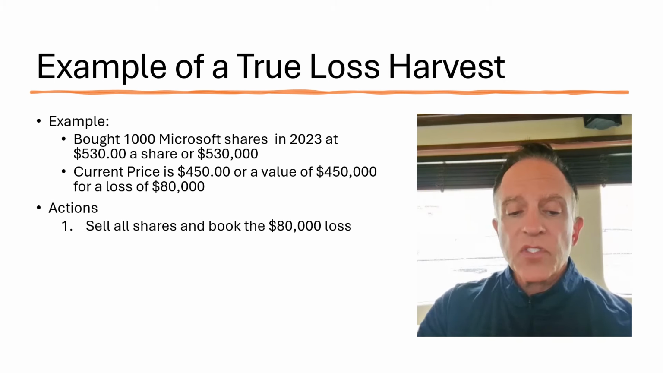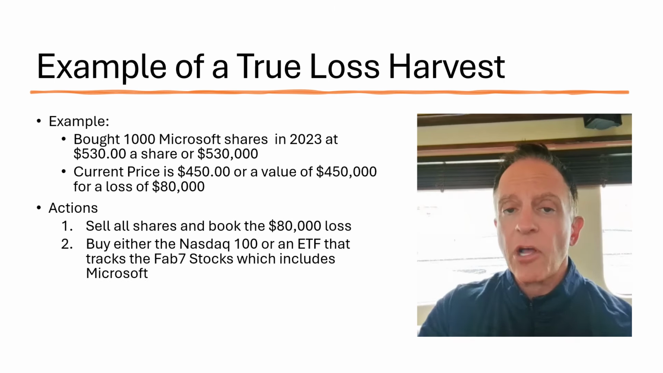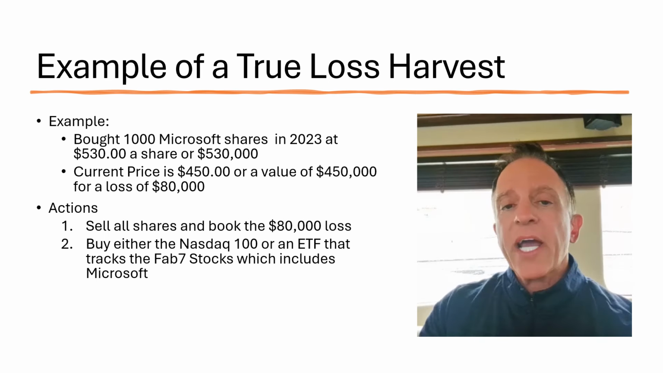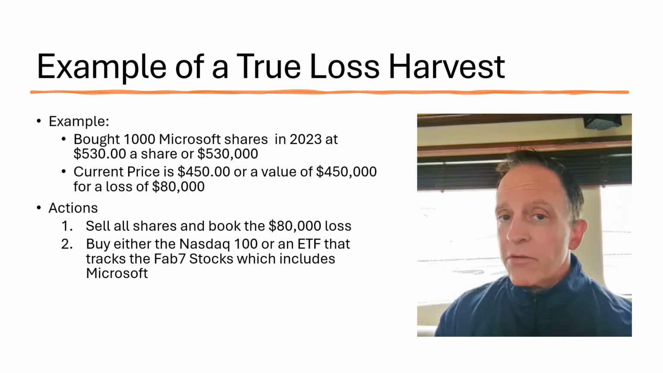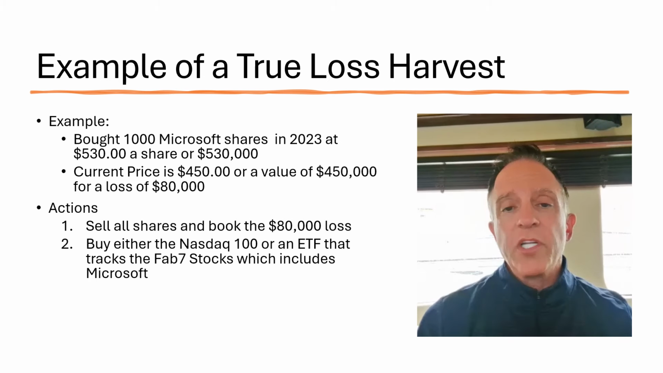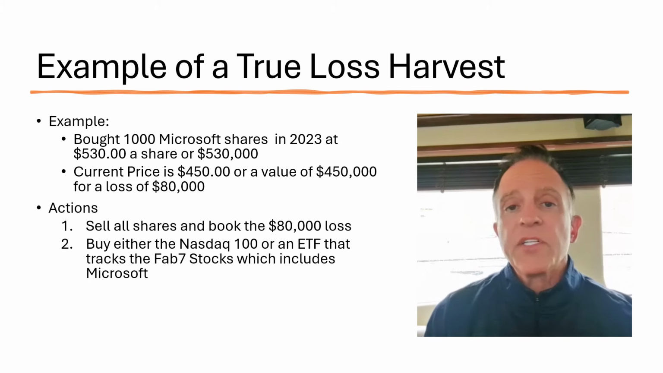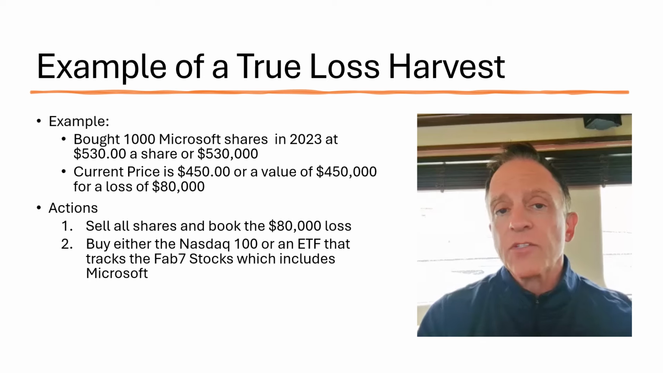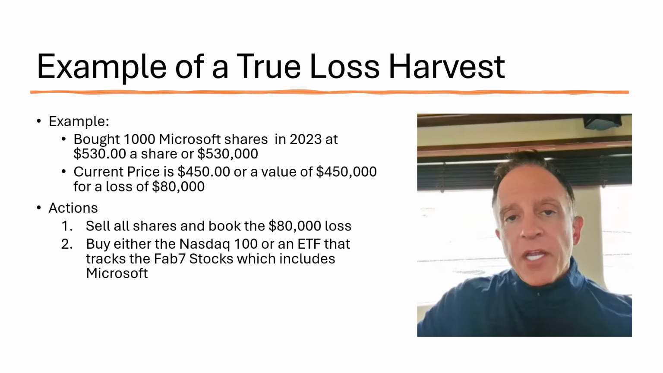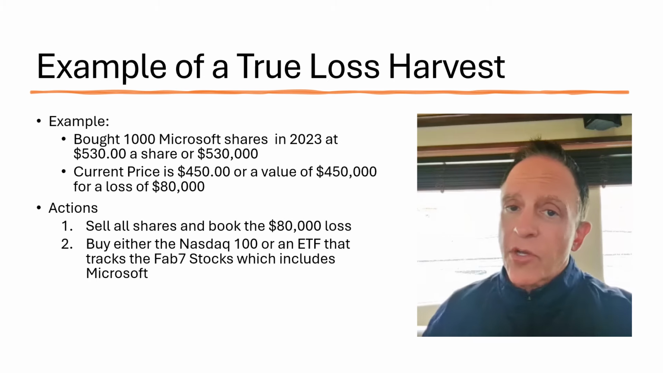What do we do? Well, step one, we're going to sell all the shares for the $80,000 loss. We're going to book that loss. You have to sell it to book the loss. Then we're going to go back and buy something similar, but not the same. When I say similar but not the same, would a Russell 1000 be the same as a NASDAQ 1000? They're pretty close. They track pretty close. One is a little bit more volatile, but they track, meaning when the tide is coming in, they both come in. When the tide goes out, they both go out.